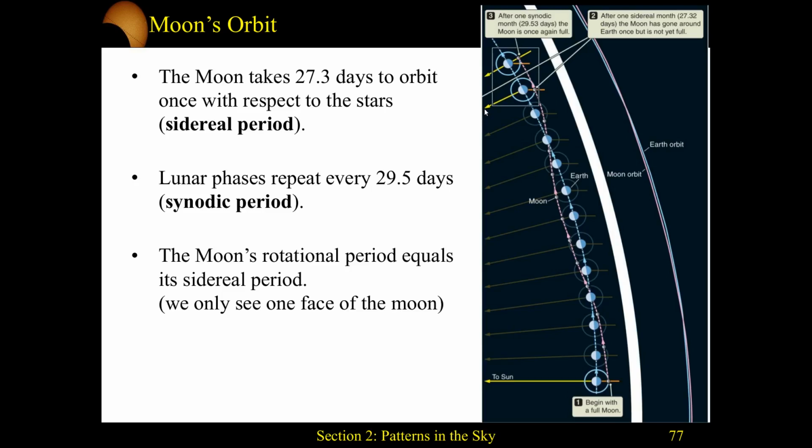To recap that orbital period, the Moon takes 27.3 days to orbit once around with respect to the stars. Lunar phases repeat every 29.5 days. This is a strange concept we have to wrap our heads around. There are two types of period: a sidereal period and a synodic period. And this will come back again in the next section, so I'll wait for fully defining them there. What matters here in terms of the Moon is that we can say the rotational period is equal to the sidereal period. That tidally locked aspect of the Moon, one face of the Moon, is always facing us.